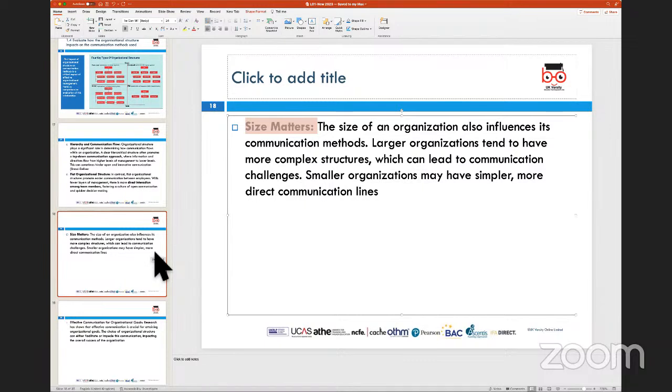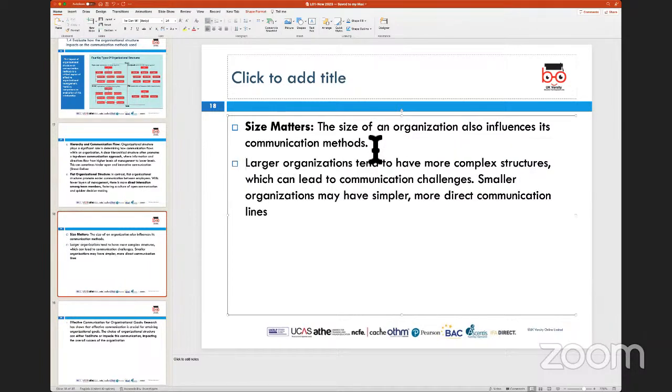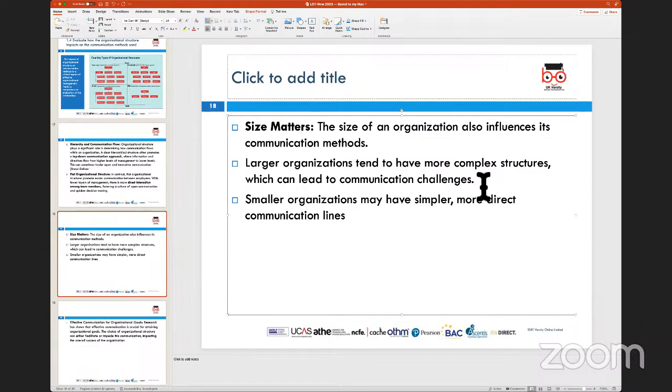One of the things that you have to also understand is that when we look at size and scale of the organization, that can also influence the communication methods. Larger organizations sometimes tend to have more complex structures, and smaller organizations will tend to have more simple and direct communication structures. So when we talk about a flat structure, that would be generally seen in an organization wherein there are 2, 3, 4 employees.